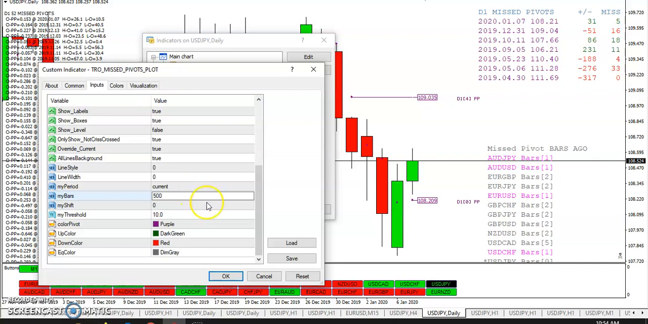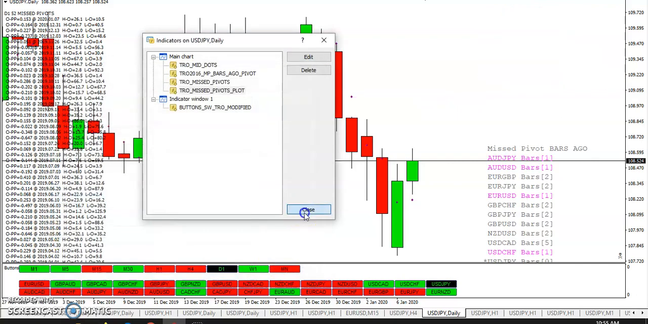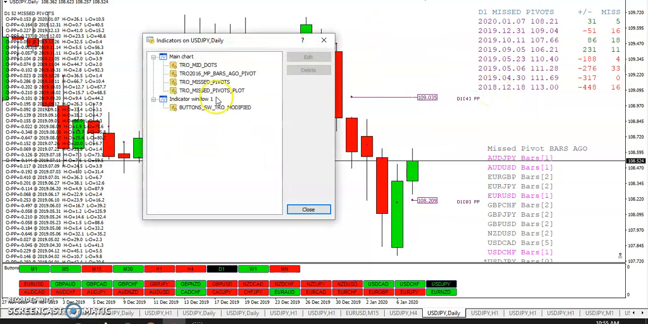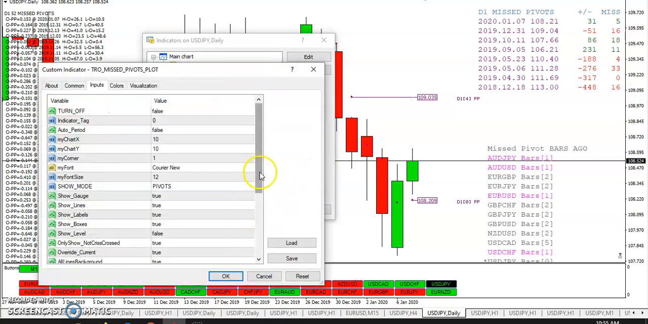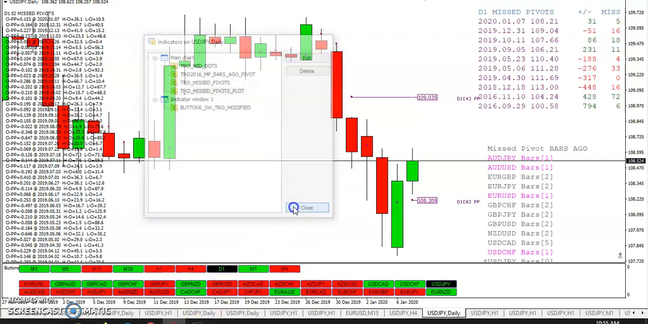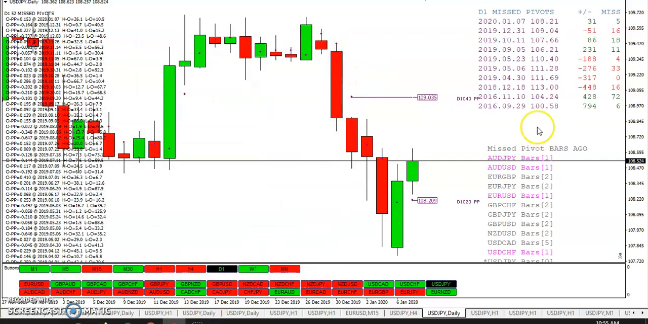Now I'm curious to see what happens if I crank it up to 500. Okay, we had one back in 2018. Now I'm really curious to see what happens if we go to 1,000. Oh, we had a couple in 2016. So you can see there's just not that many missed pivots. They usually get taken out.